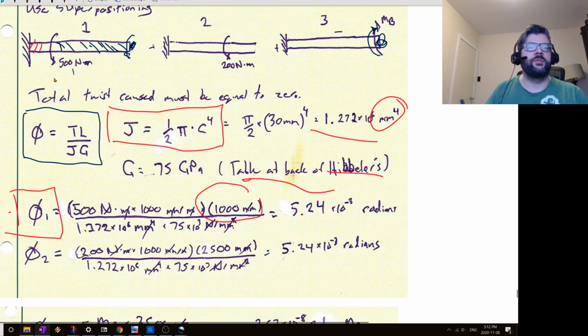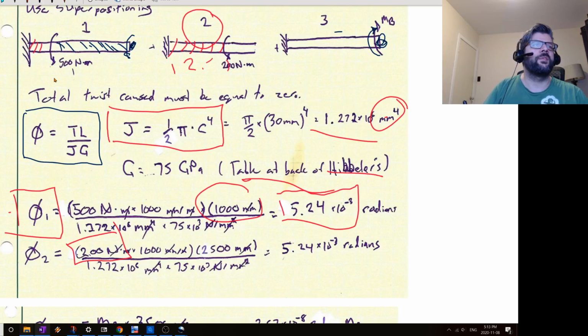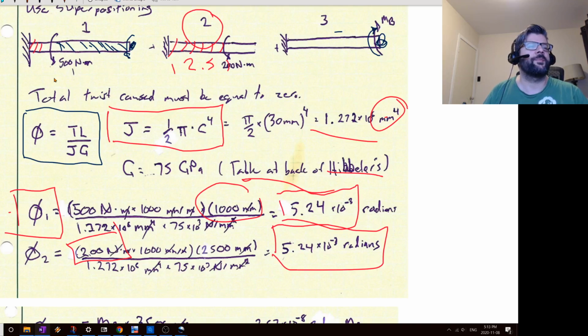Divided by our JG. I'm not going to tell you what those are; you can read it. Gives us 5.24 times 10 to the 3 radians. And then this scenario here, where we're twisting over this section, we've got 200 Newton meters times the 2.5 meters, divided by our JG, which gives us this value here. Same as that one. I'm not really too surprised that whoever designed that problem decided to make that the case.